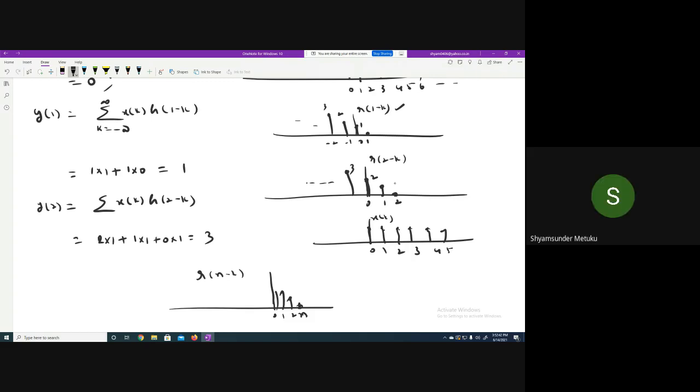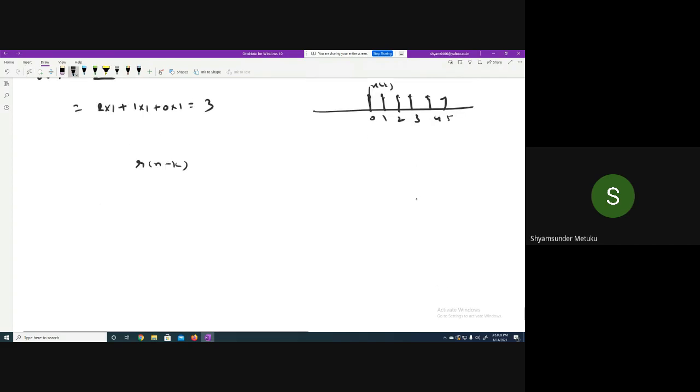Yes or no? Every time the n value is deciding the last position of r of n minus k, is it not? Yes, sir. I'll ask again the other question. The way I told you to plot u of n minus k, can you plot r of n minus k now for the given signal?